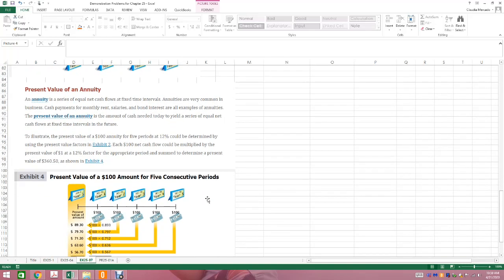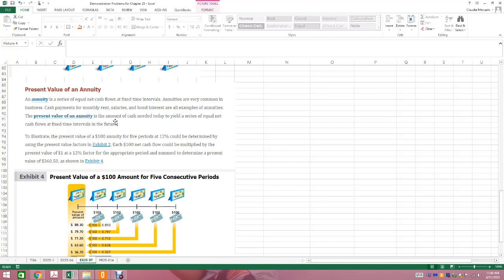Now there's another component that's explained here, and that's the present value of an annuity. An annuity is basically a series of equal net cash flows at a fixed time interval. If you know you're going to be getting $1,000 every month for the rest of your life, that's an annuity. It's just a matter of identifying what it is. Annuities are common, usually for cash payments of monthly rent, salaries, and bond interest. These are just some common examples of annuities.